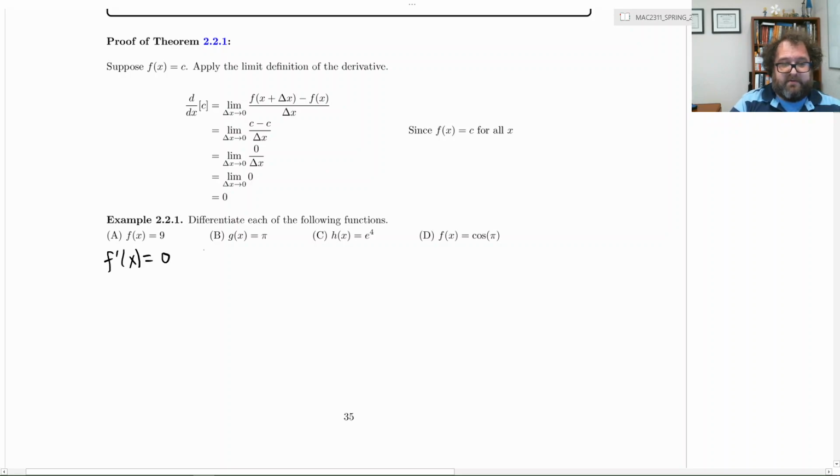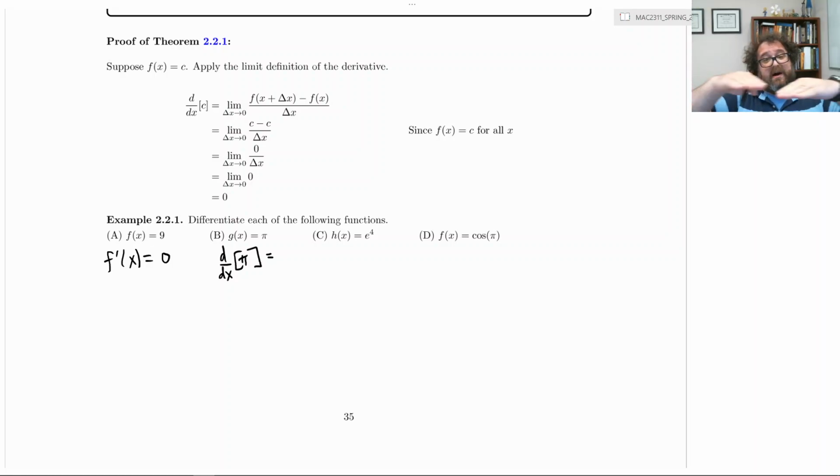Okay, let's use some different notation here. Let's say d dx of pi. Remember, this is saying the derivative with respect to x of whatever's in the brackets. Pi might, for some people, look a little weird. But remember, pi is just an irrational number, 3.14159 and so on. It goes on forever. It's irrational. It's transcendental. But it's just a number. And if you think about the function g of x equals pi, it's just a horizontal line at the y value pi. So its derivative is 0.